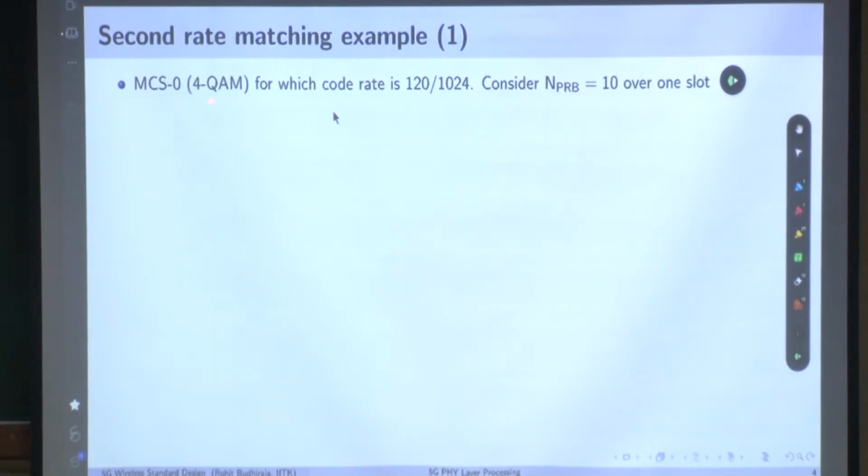But for MCS 0, what is the modulation? It is 4 QAM, okay. And how many PRBs are allocated to this user? I am taking some number, n PRB is equal to 10, fine. It can be 50, it can be 275 also, doesn't matter.